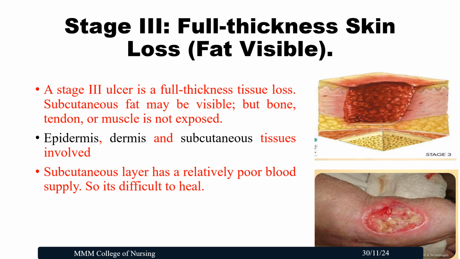Stage 3: full thickness skin loss, which means fat is visible. The stage 3 ulcer is a full thickness tissue loss. Subcutaneous fat may be visible but bone, tendon and muscle are not exposed. The epidermis, dermis and subcutaneous tissues are involved here, and the subcutaneous layer has a relatively poor blood supply, so it is difficult to heal.